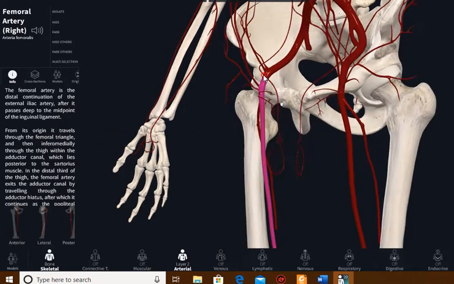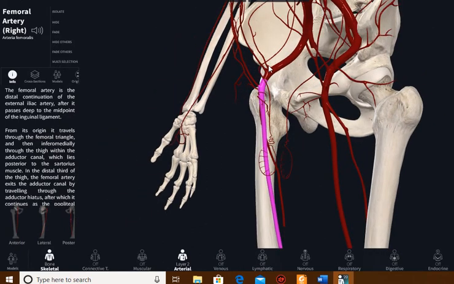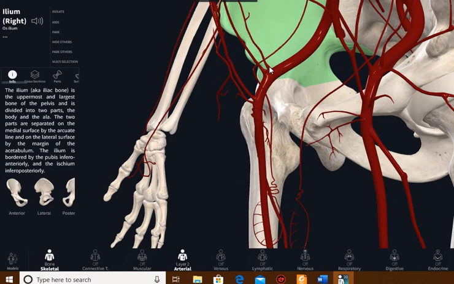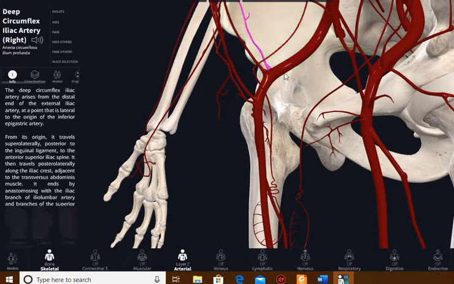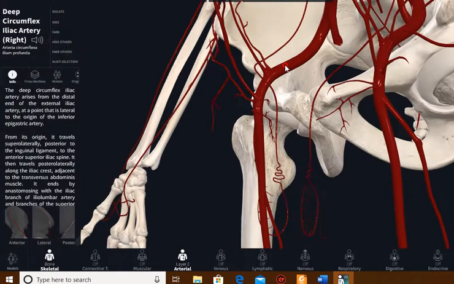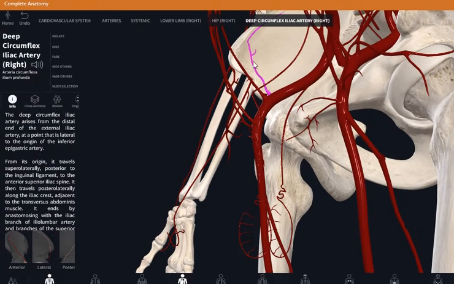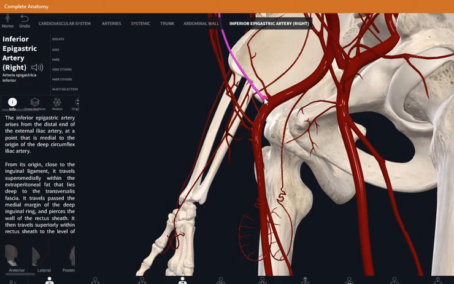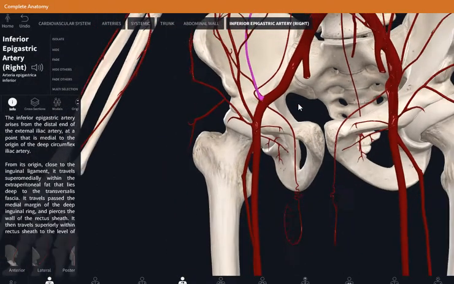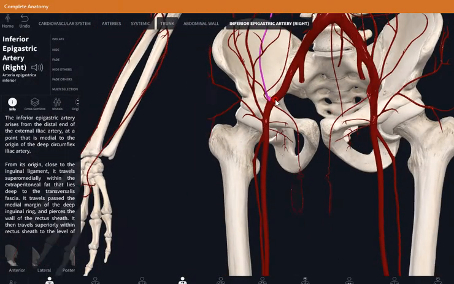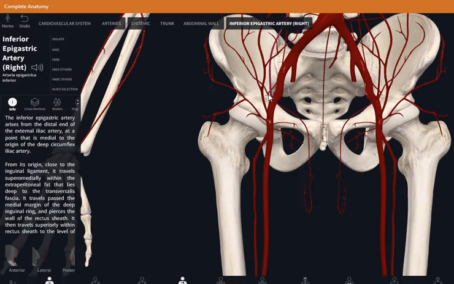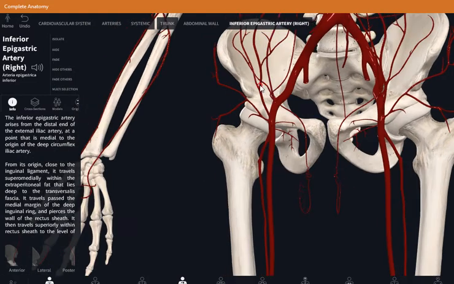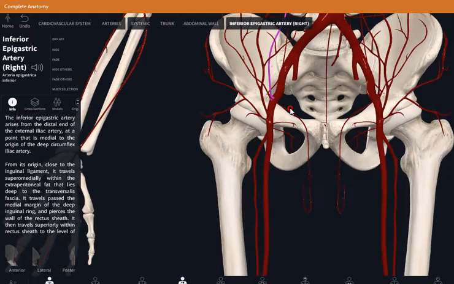At this first point here, you have a branch of the external iliac artery, which is going to be called the deep circumflex iliac artery, mostly involved with the pelvis. Now this other branch of the external iliac artery is going to be called the inferior epigastric artery. So this inferior epigastric artery also comes from the external iliac artery.